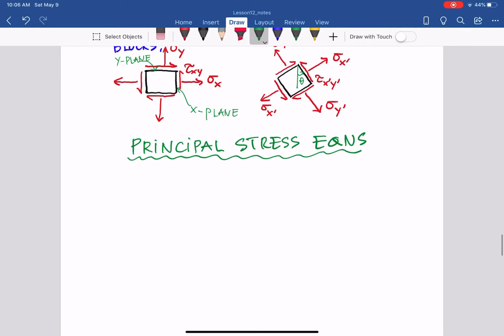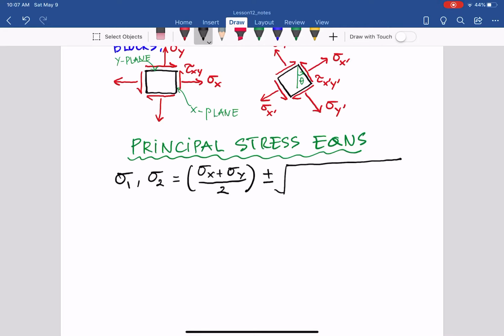Suppose we already know the principal stresses, sigma 1 and sigma 2. The equation is sigma 1, sigma 2 equals (sigma x plus sigma y) over 2, plus or minus, because we have two principal stresses, the square root of ((sigma x minus sigma y) over 2) squared plus tau xy squared.